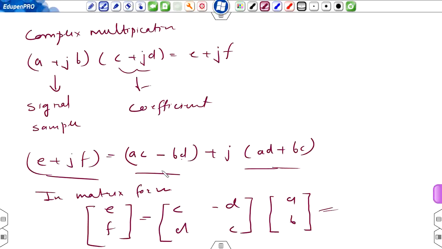At this point you can see that the total number of multiplication operations is 4, and the total addition operations are 1 and 2. This is the real part, this is the imaginary part. So 2 operations, and this is also a kind of addition.